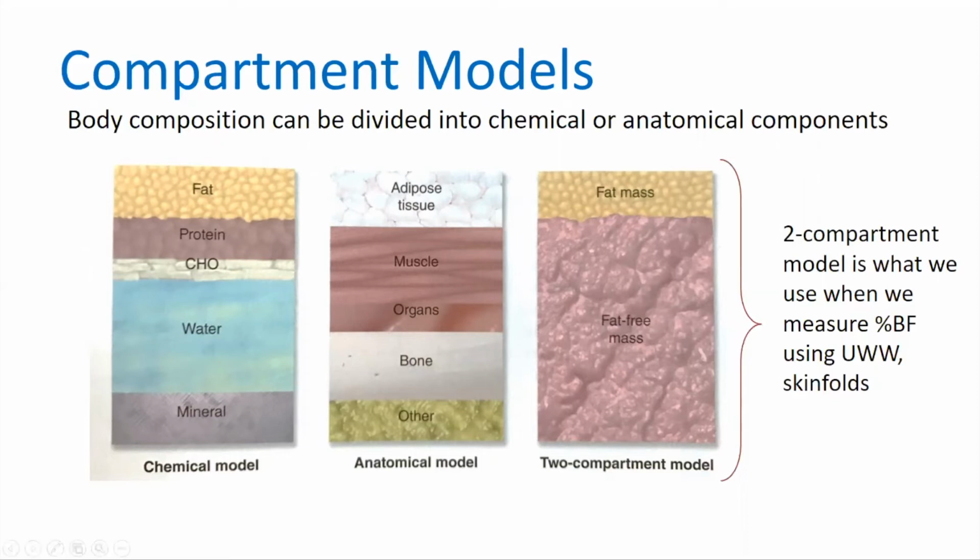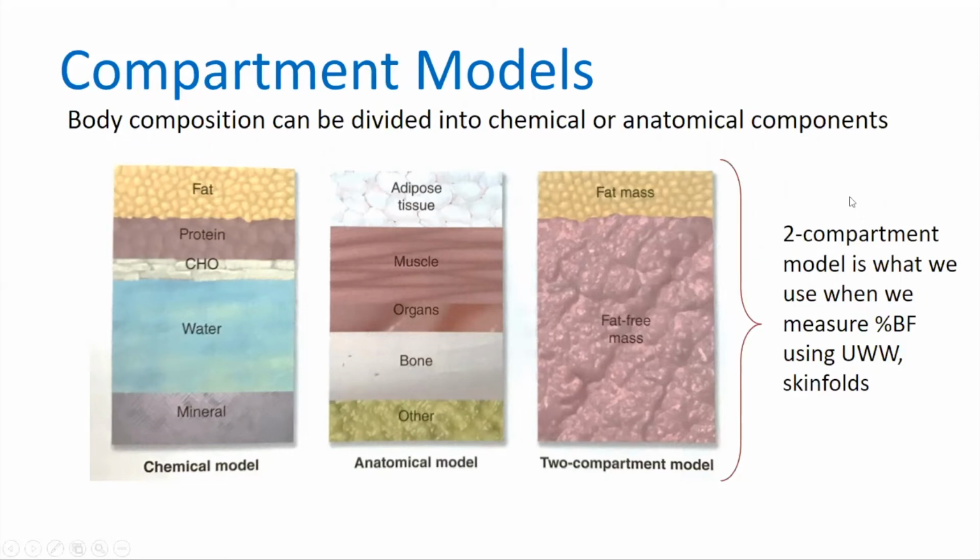There are other models out there, such as a chemical model, which would break down the body into different chemical elements. So for example, for the fat component, this would include both adipose tissue and the essential fat of the cell membranes. The anatomical model breaks down the body into functional compartments. So it'll break it down into the organs, the muscles, the adipose tissue, and bone.